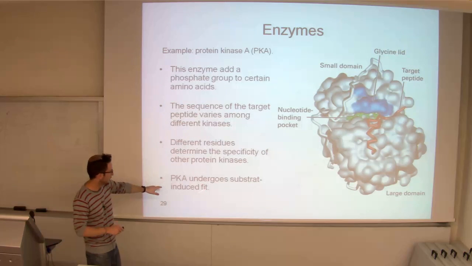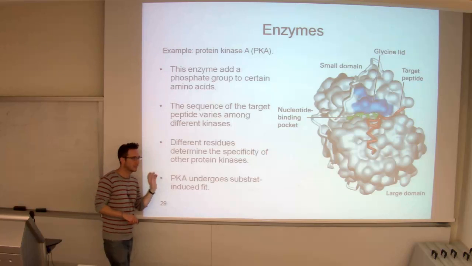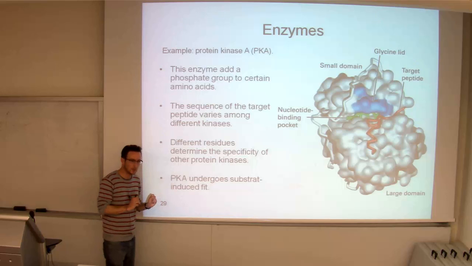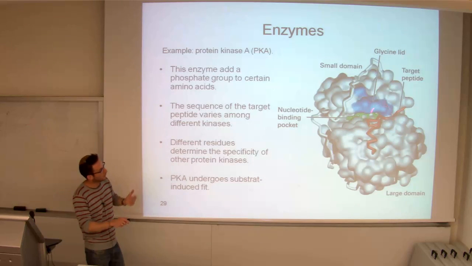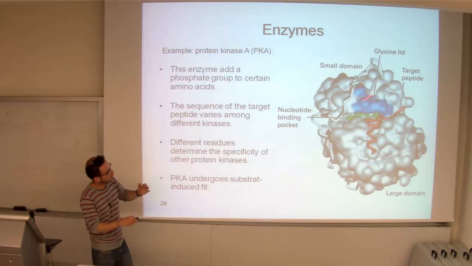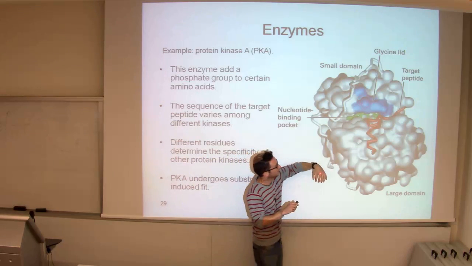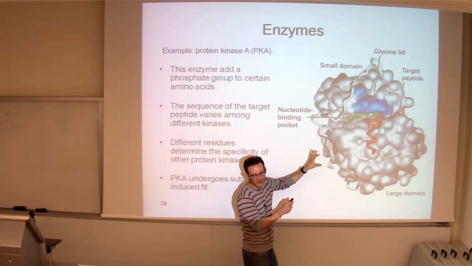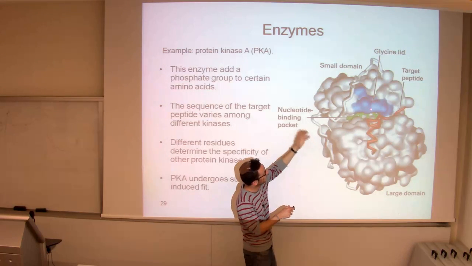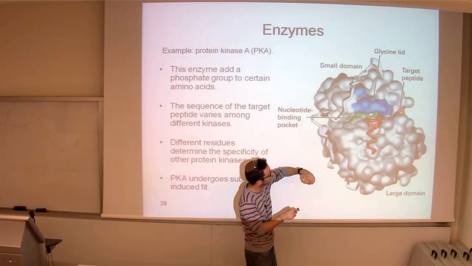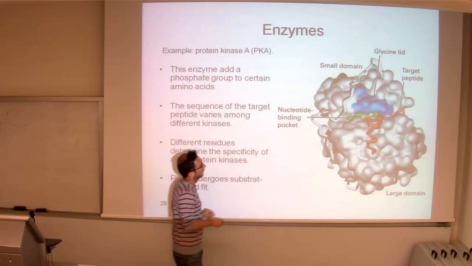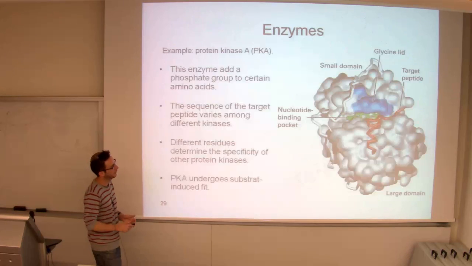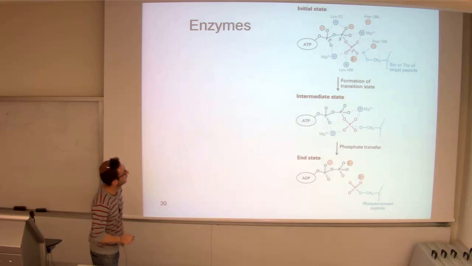So PKA undergoes substrate-induced fit. We said that the tertiary structure undergoes continuous fluctuations, right? And before these two substrates are recognized, the small domain is a bit like this, farther from the large domain. When these two substrates take their place, the glycine loop closes and locks the two substrates together. This is a tertiary structure effect. And we're now zooming in. We'll see exactly what happens right here in the course.